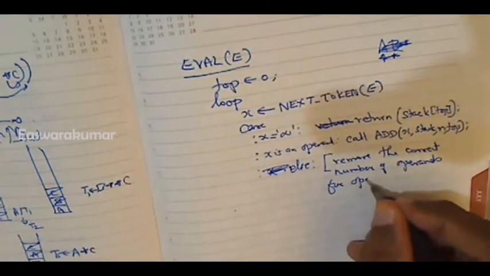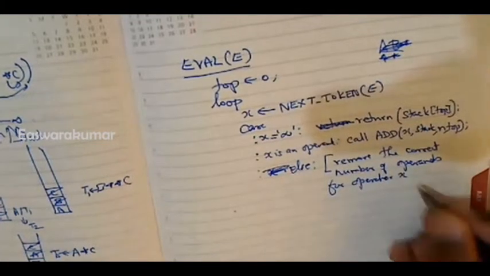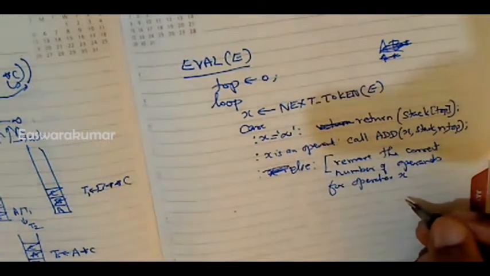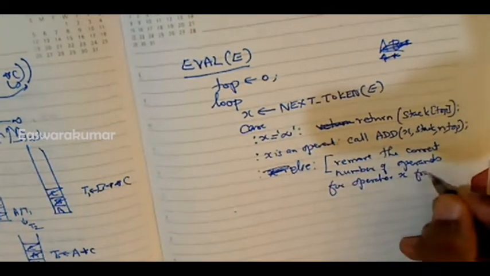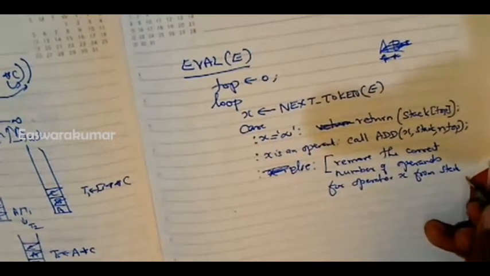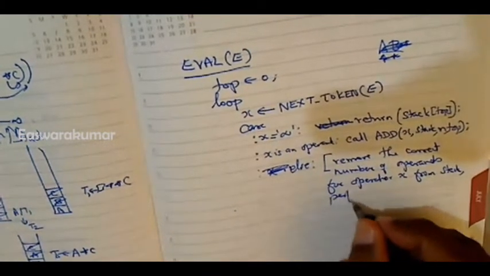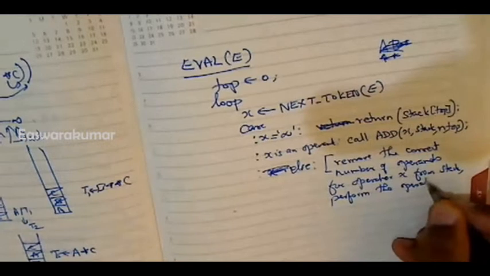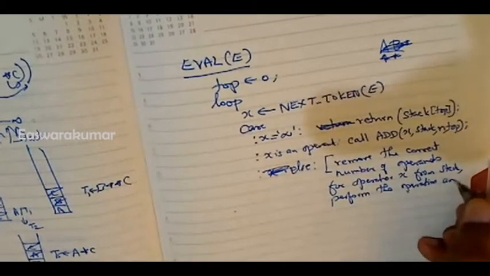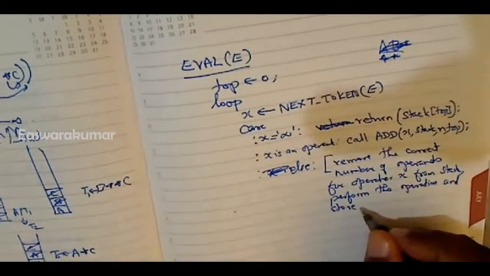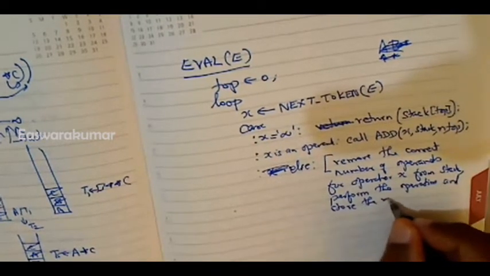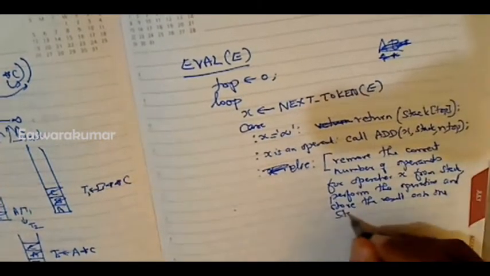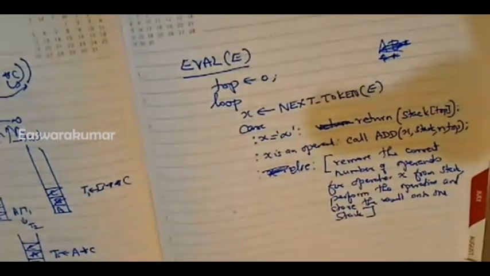for the operator. What is our operator? X is our operator, because this is what we read. Correct number of operands for the operator X, from where? From the stack. Then perform. After fetching that, we have to perform the operation, and what do we do? We store the result onto the stack again. So this is what we do.